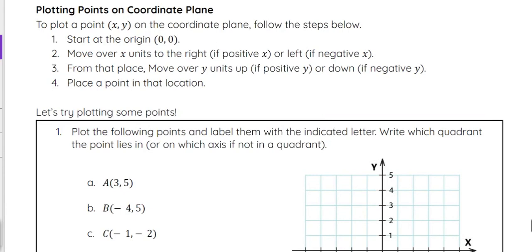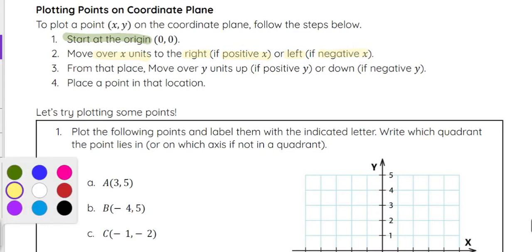So to plot a point (x, y) on the coordinate plane, we're going to follow these steps. We always start at the origin, the place where the x and the y axis meet. Then we move over x units to the right or to the left. It'll go right if it's a positive x, and left if it's a negative x.